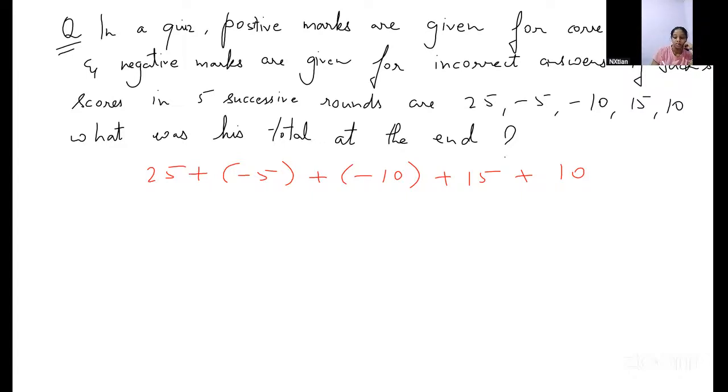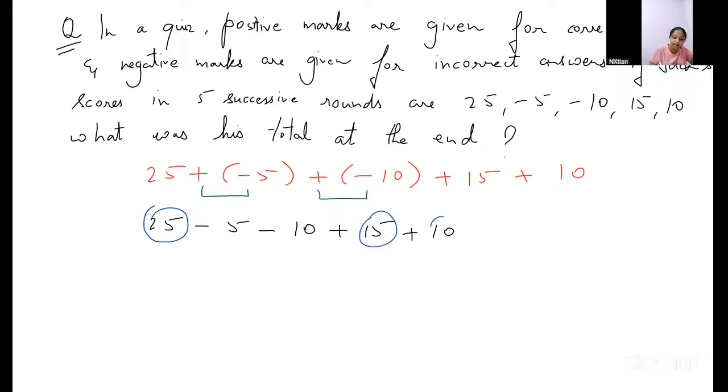Now, see, first, like I've always told you, first change the signs that are in the middle. So when we change the signs in the middle, I have 25 plus minus 5 plus minus 10 plus 15 and plus 10. Now, first we will add up all the positive integers which are in plus. What are in plus? 25, 15 and 10. Add all three.